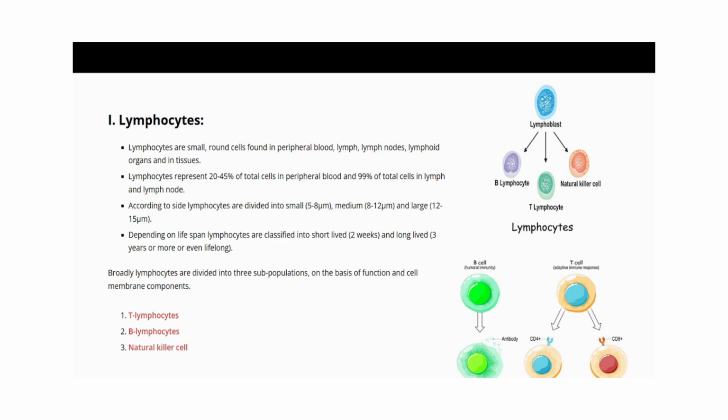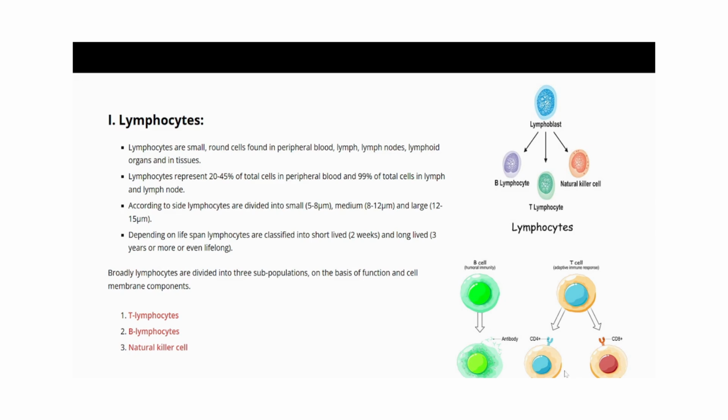The second one is the natural killer cells. What are natural killer cells? They are cytotoxic cells of the immune system, and they detect virus-infected cells and can kill the infected cell. The third one is the T lymphocyte. T lymphocytes can differentiate into 2 subtypes: number 1 is T helper and the second one is T killer cells.